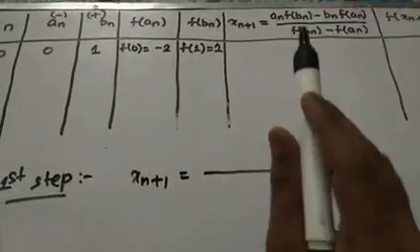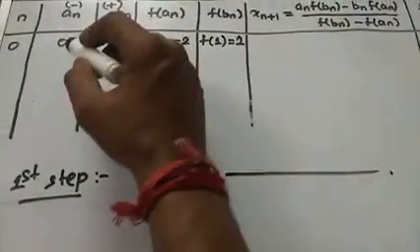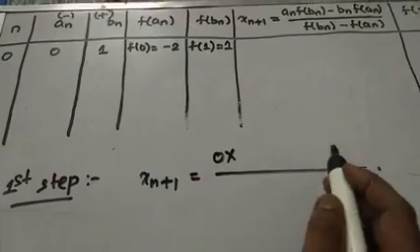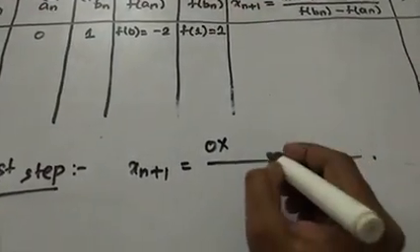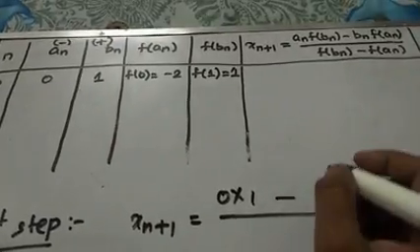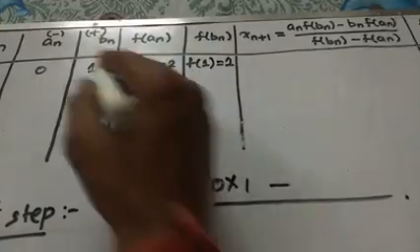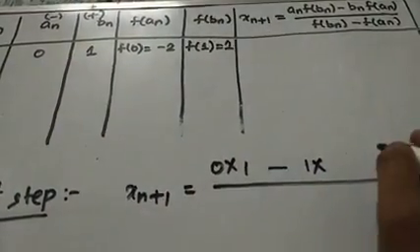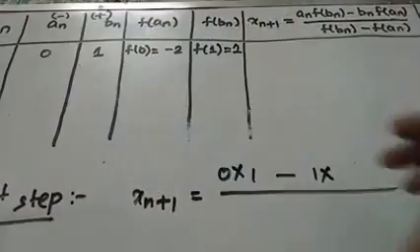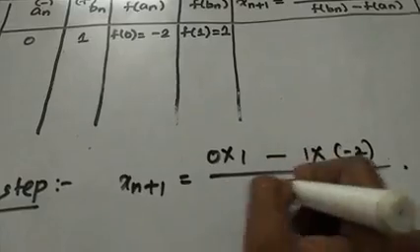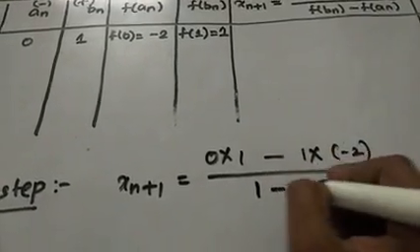The formula starts from an. What was an? 0. So 0 into f of bn. F of bn is 1, minus bn. Bn is here 1, into f of an. F of an is here, this one, minus 2. Then f of bn, 1, minus f of an, minus 2.